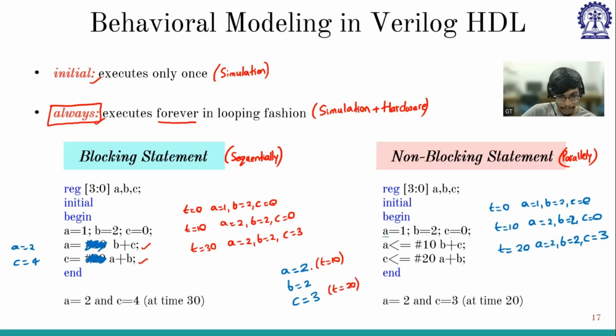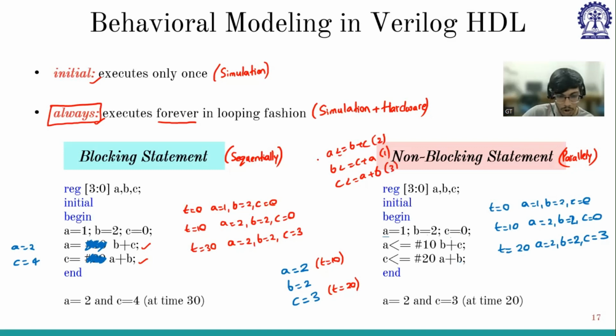Understood. So first, forget about the time. First, you calculate these values. Now these values will be updated after #10 as well as #20. So in non-blocking statements, just to summarize, if A is less than or equal to B plus C, B is less than or equal to C plus A, C is less than or equal to A plus B. So A will be what? B plus C, which is 2. And B will be what? C plus A, which is 1. And C is what? A plus B, which is 3.